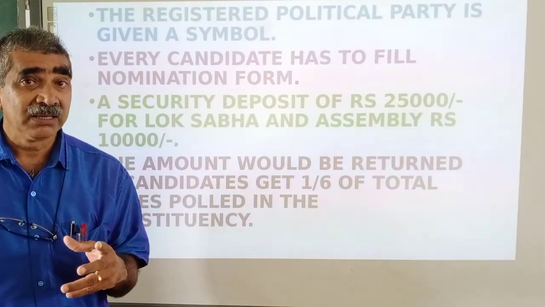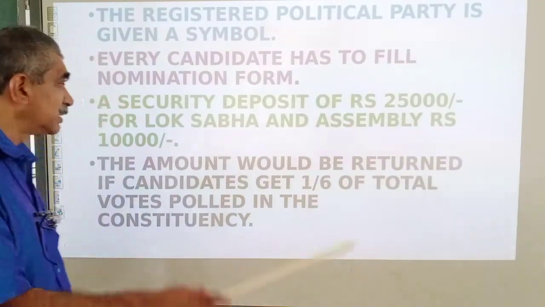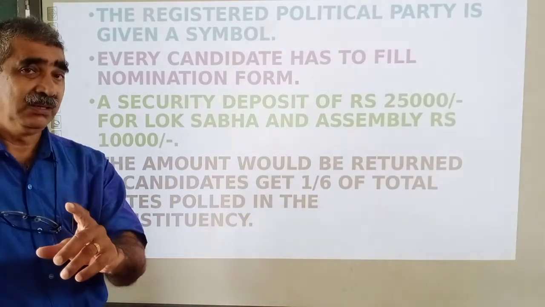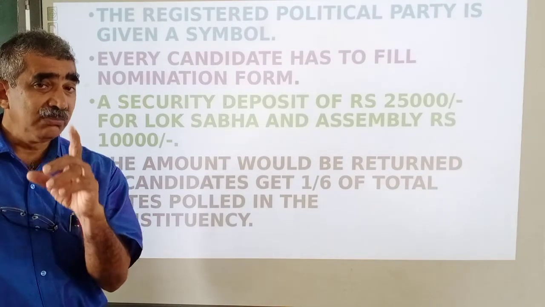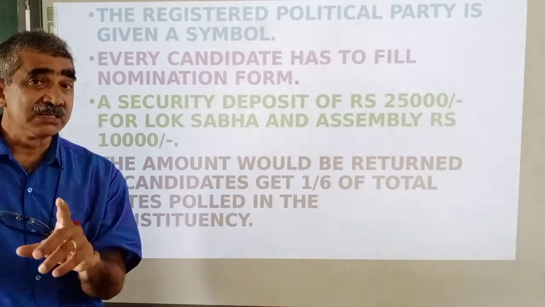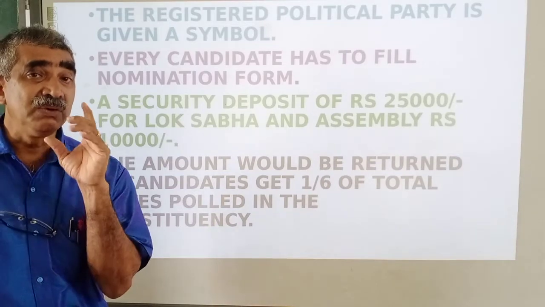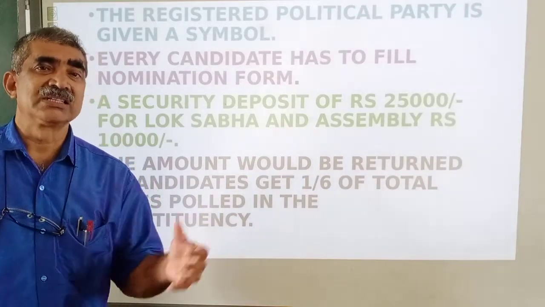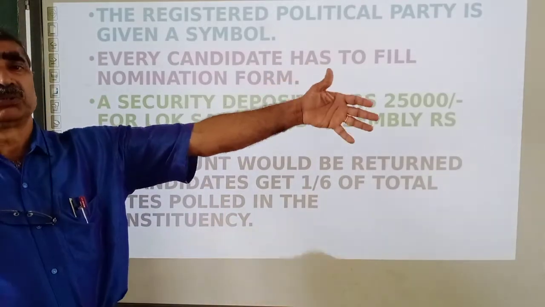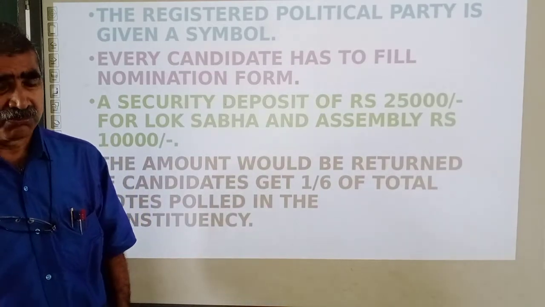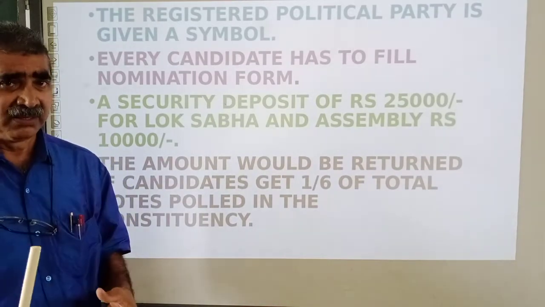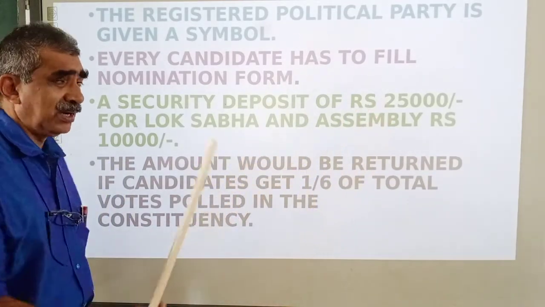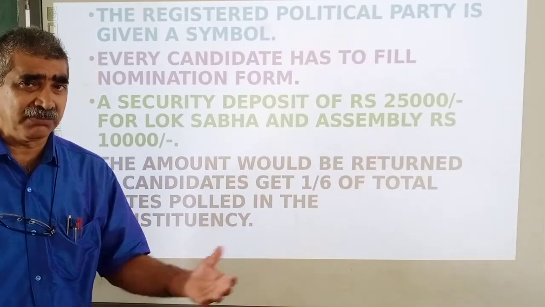Who will get it back? It will be given to the persons who get 1/6 of the total votes polled. It is done to make the candidate serious, that they are standing to win the election. They should not simply give a nomination and create trouble for the Election Commission, because the list of candidates will be so long. So from a candidate who is simply standing, some money at least will be received. This 25,000 will be used by the Election Commission to print the papers and so on.